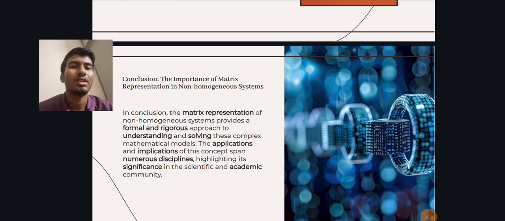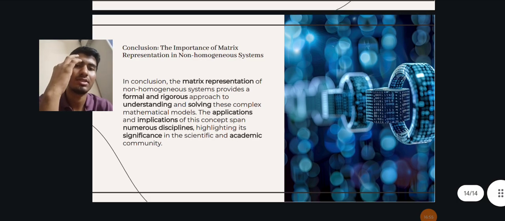The applications and implications of this concept span numerous disciplines like programming, material science, energy, and various biochemistry. It is used in various applications like sound recording and research and the academic community.